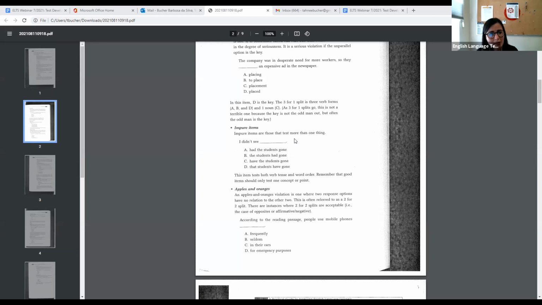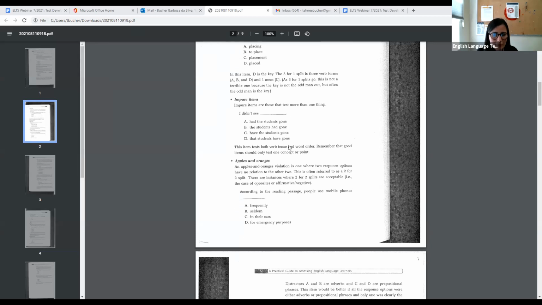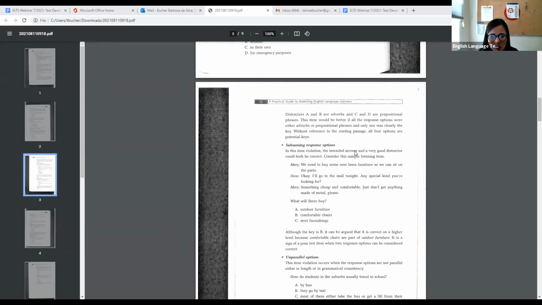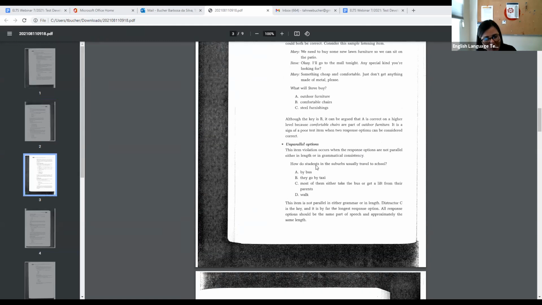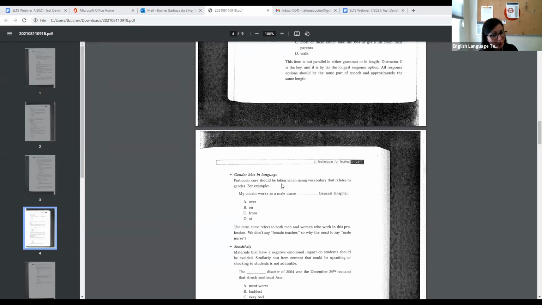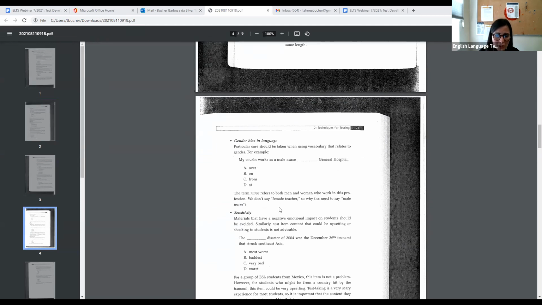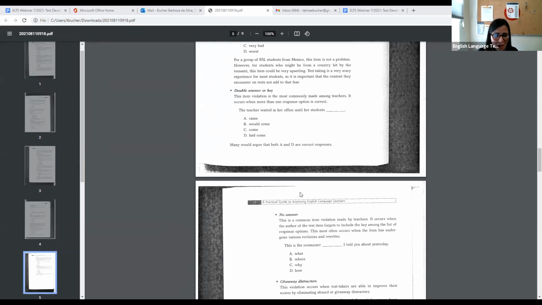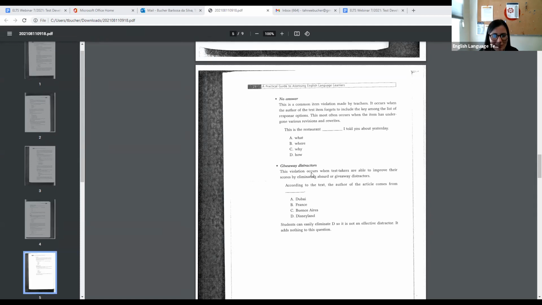Impure items are items that test more than one thing. So going back to the concept of testing only one item. Apples and oranges, some subsuming response options, unparalleled options, and then the length is all awkward too. So it's not parallel in either grammar or length. Gender bias in language, right? Sensitivity, double answer or key, right? More than one response option is correct, no answer is correct, and giveaway distractors, right?